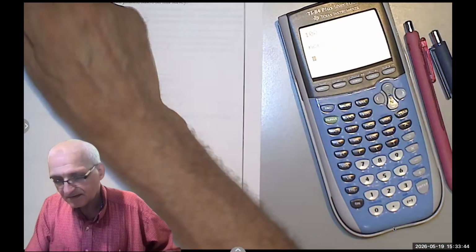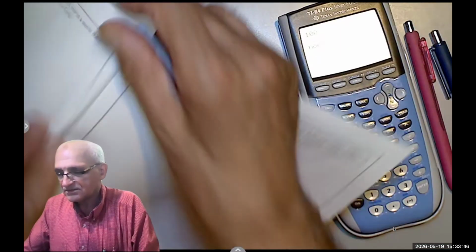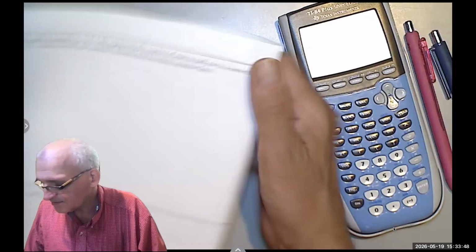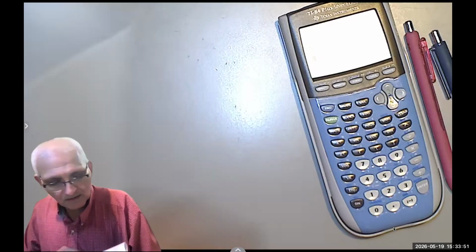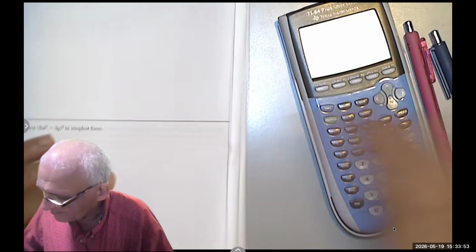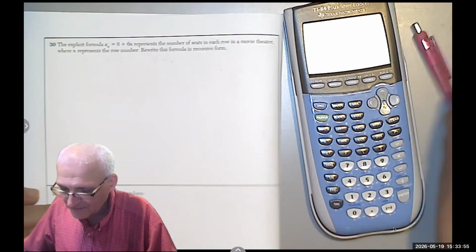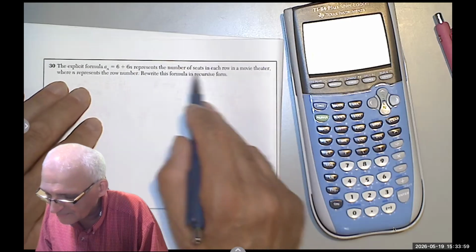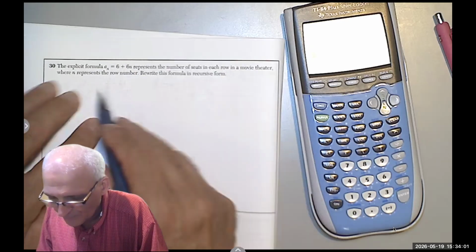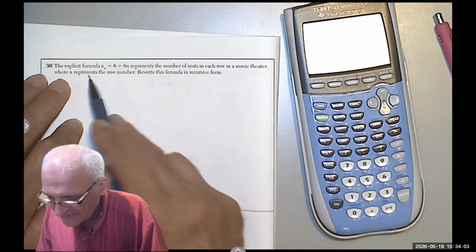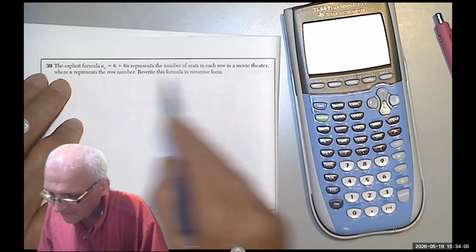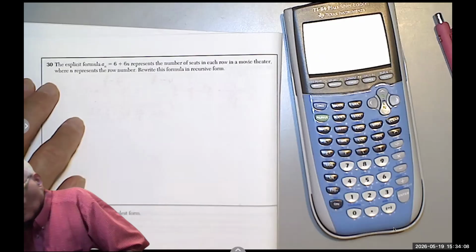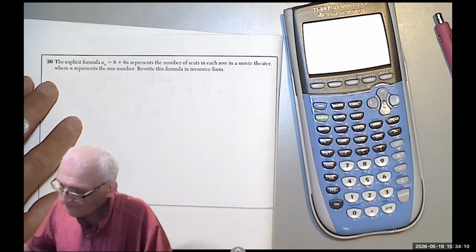Again, direct use of calculator. So we have 3 more. Okay, number 30. The explicit formula a sub n equals 6 plus 6n represents the number of seats in each row in a movie theater where n represents the row number. Rewrite this formula in recursive form. Okay.